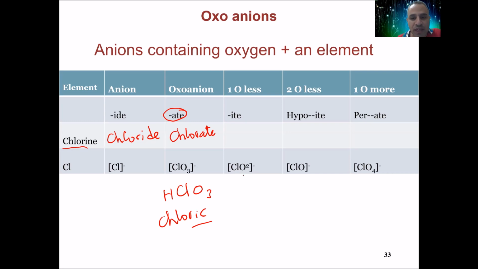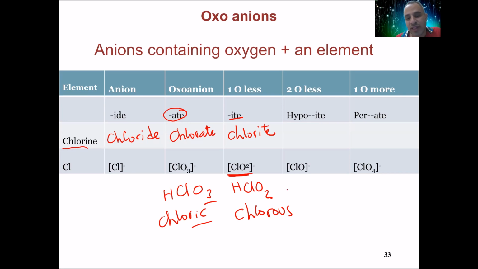1 oxygen less, the acid is HClO2 instead of 3, and it's going to be called chlorous. And the corresponding oxoanion is going to have ITE at the end. So it's chlorite.